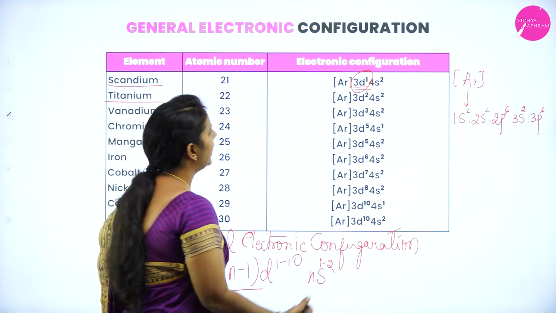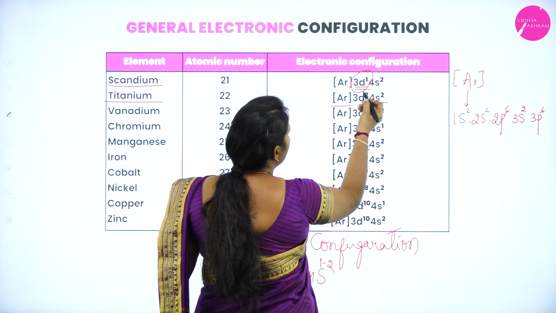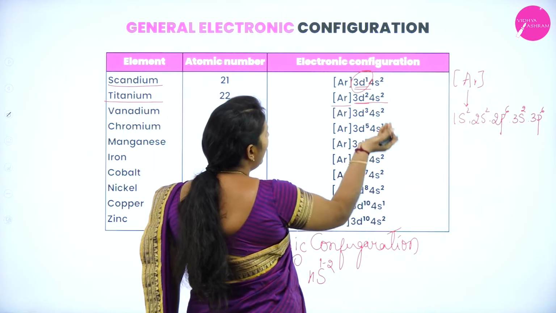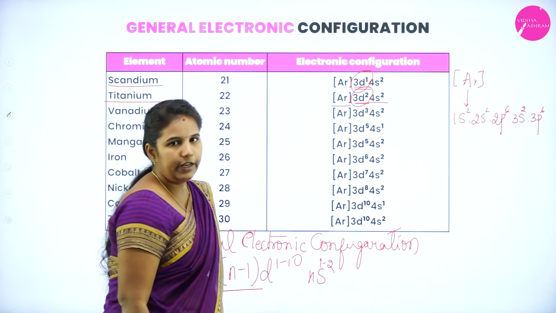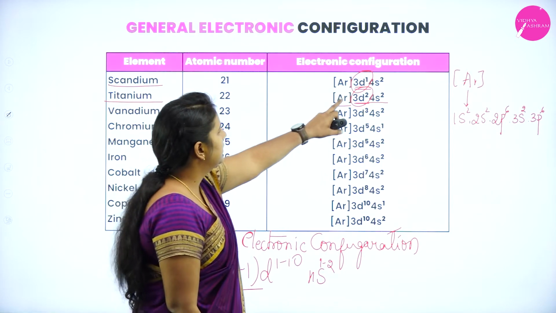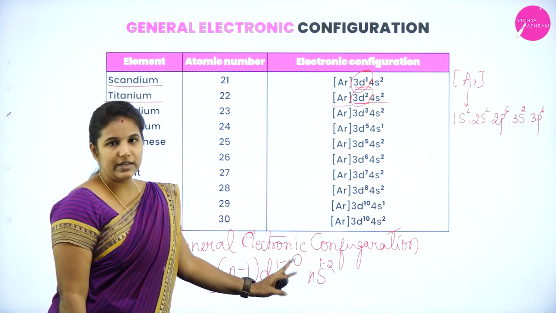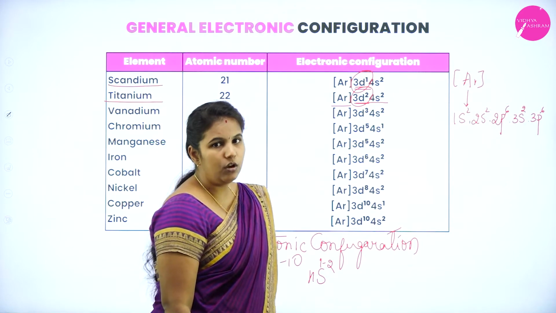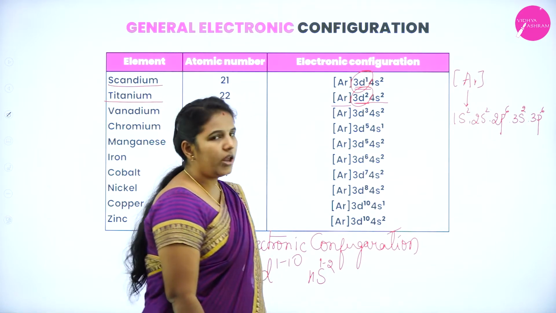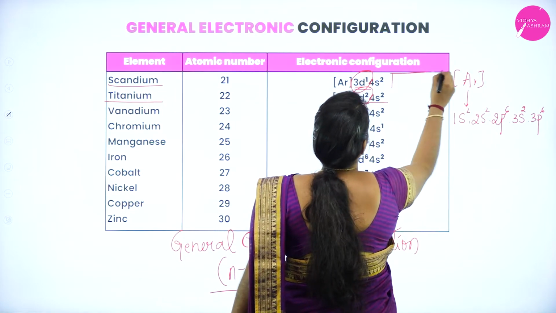Titanium consists of 22 electrons. So how will we write the electronic configuration again? Argon 18, 4s2, and the remaining electrons have to be filled in the penultimate shell. So I fill the 2 electrons in 3d2, because in the 3d we can fill electrons from 1 up to 10. Hence I have filled 2 electrons there. So it is 3d2, which indicates that the d orbitals consist of 2 electrons.